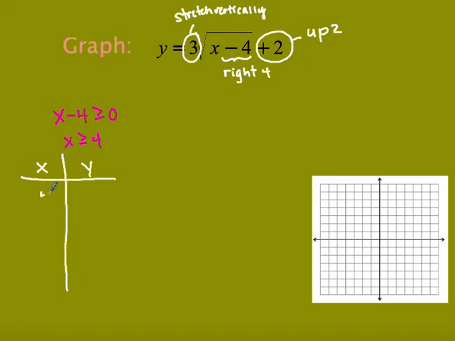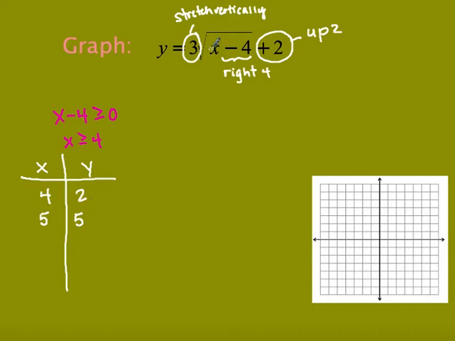My first point I'm going to plot is 4. And if I plug a 4 in there, that's going to give me 0 times 3 plus 2. That's going to give me just a positive 2. And then I'm going to go ahead and pick my next point. I'm going to pick 5. So 5 minus 4 is 1. The square root of 1 is 1, times 3 plus 2 will also give me 5.